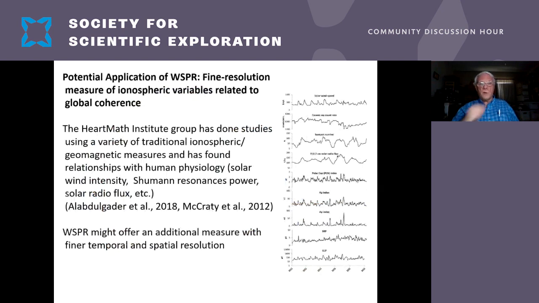So just to give you a couple of other applications possible for WSPR and then open it up to questions. One, again, is the fine resolution measure of ionospheric variables related to global coherence. There's a group called the HeartMath Institute, and they have presented at SSE meetings. I believe York Dobbins was co-author on one of their papers, and they've looked at the traditional ionospheric geomagnetic measures, and down on the right-hand side is just an example of all the ones they used, and found some rather strong relationships with human physiology. And so WSPR might offer an additional measure with finer temporal and spatial resolution that could be added to what they've done in the past and measure these effects on human physiology.